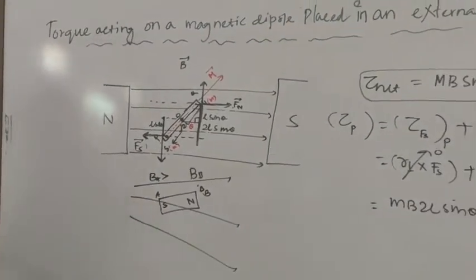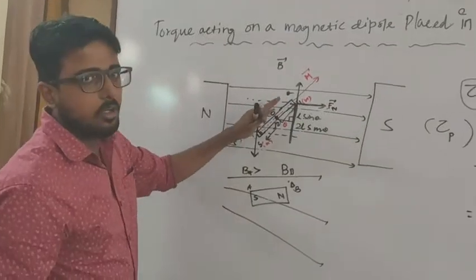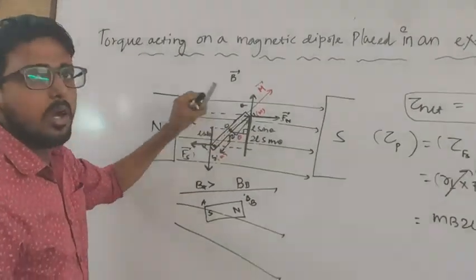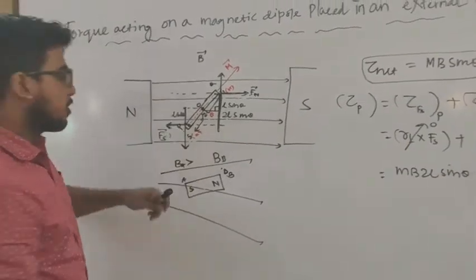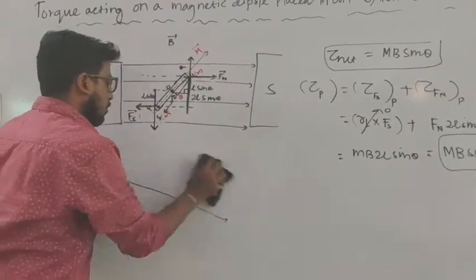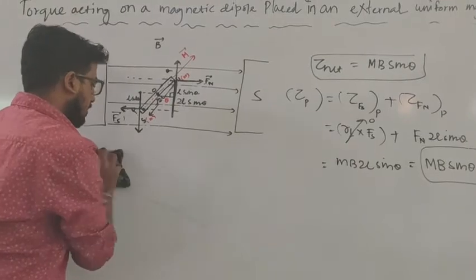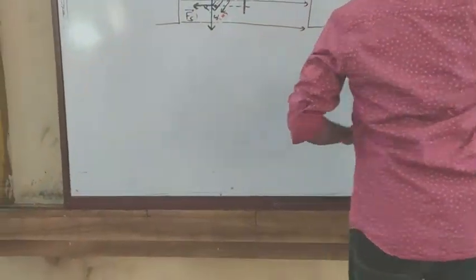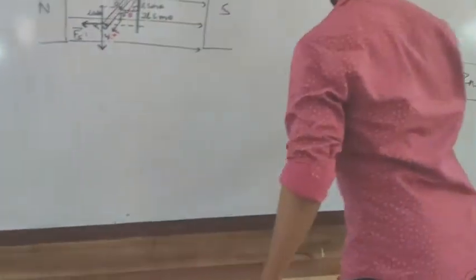Now we will discuss that if it experiences a torque, then it will start to rotate. So if we want to rotate the dipole, what amount of work will we do? What is the work done by rotating a dipole in an external magnetic field? Let us calculate how to determine the amount of work done.